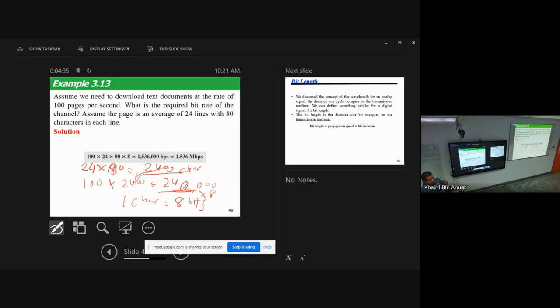Okay? So you can calculate this based on how many characters that you have in a page, which is 24 times by 8, and then how many pages that you have. So you have 100 pages per second, so that is how many characters per second that you can transmit. Then usually one character is being represented by 8 bits. It's an ASCII standard. Okay, so you have to times by 8, and eventually you will have this 1.536 Mbps. Okay, so the one that we defined here is that one character equals to 8 bits.